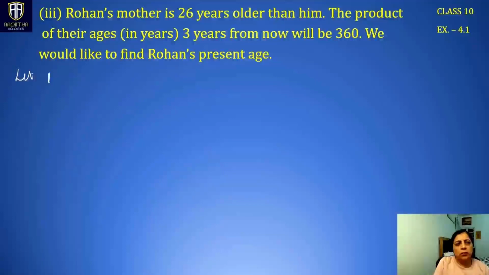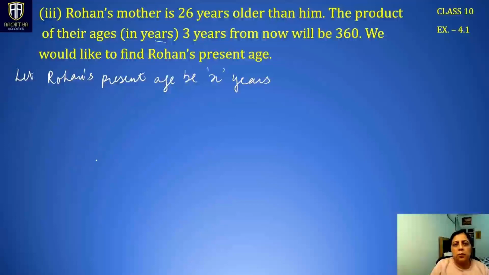So let Rohan's present age be X years. Ages are in years. Now Rohan's mother is 26 years older than him. So that means the present age of Rohan's mother is X plus 26. Whatever the age of Rohan is, his mother is 26 years older than him. So Rohan's mother's present age is X plus 26. She is 26 years older than him, right?